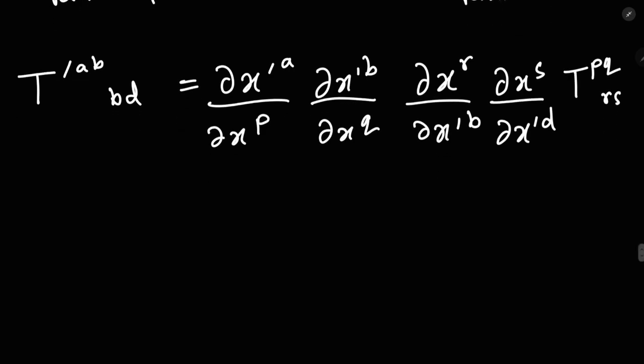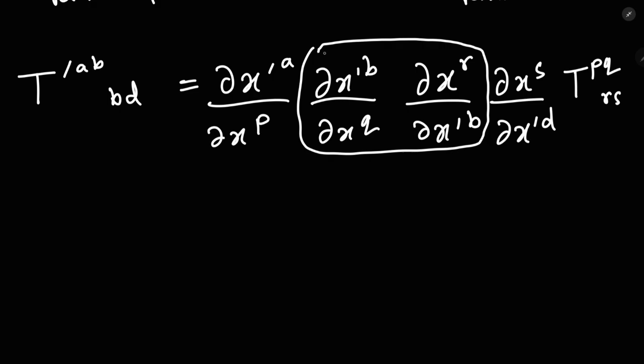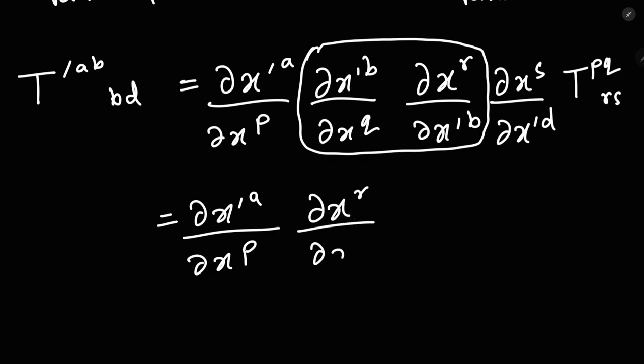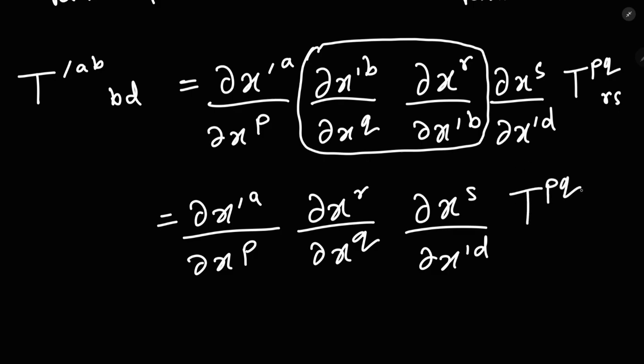So here look at these two terms. Here del x' B is common, so we can write this as del x' A upon del x P, del x R upon del x Q. These cancel out and we have this, and then del x S upon del x' D, this term, and T^{PQ}_{RS}.